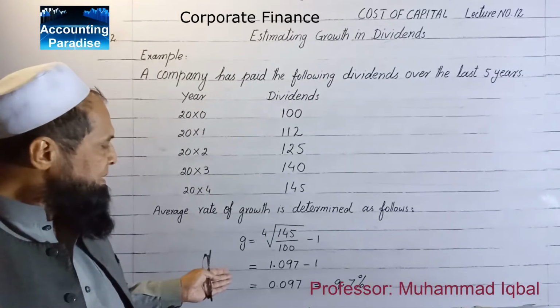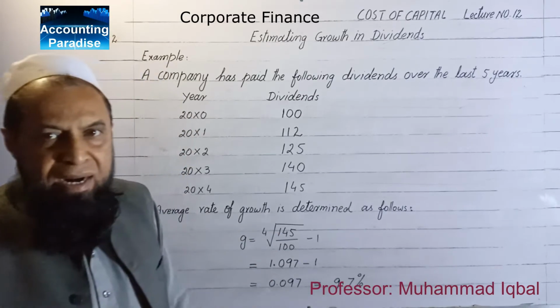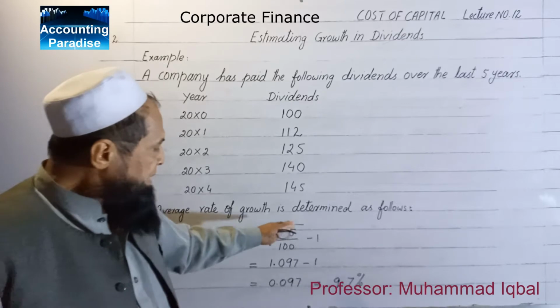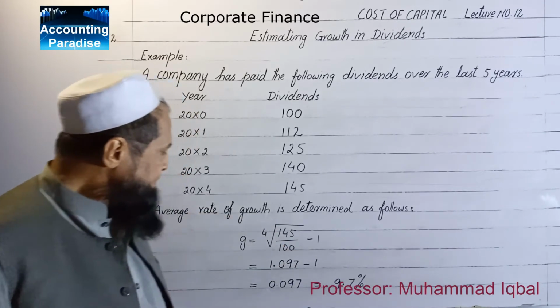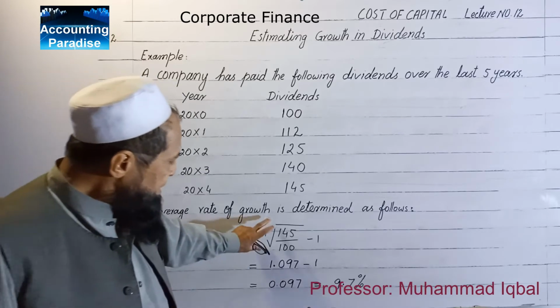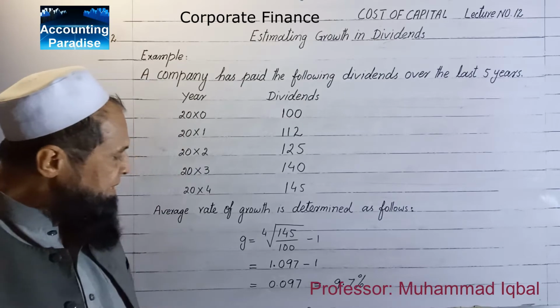The average rate of growth is determined as follows. By geometric mean, G is equal to 145 over 100, under root raised to the power 4, minus 1. When we calculated this, it comes to 1.097 minus 1.